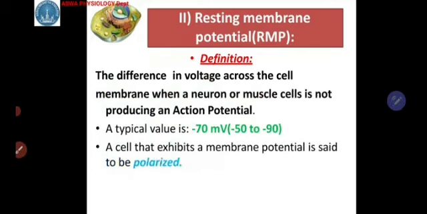Resting membrane potential. Now, what is the resting membrane potential? It is the difference in voltage across the cell membrane when the neuron or the muscle cell is not producing an action potential. It must be a negative value. When the cell is in the resting position, there will be a negative potential across the cell membrane. That could be minus 90, minus 50, minus 70. The typical or average value is minus 70 millivolts.